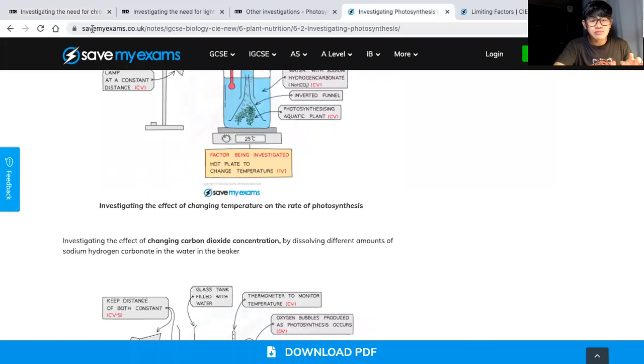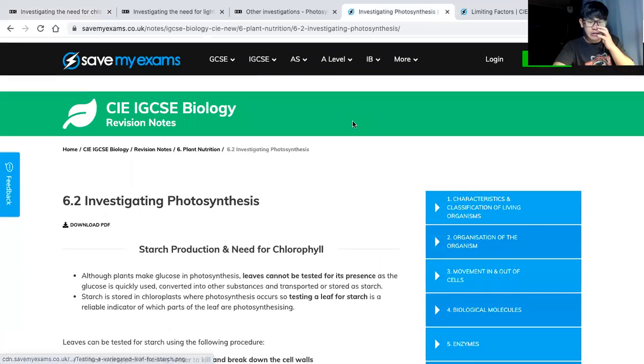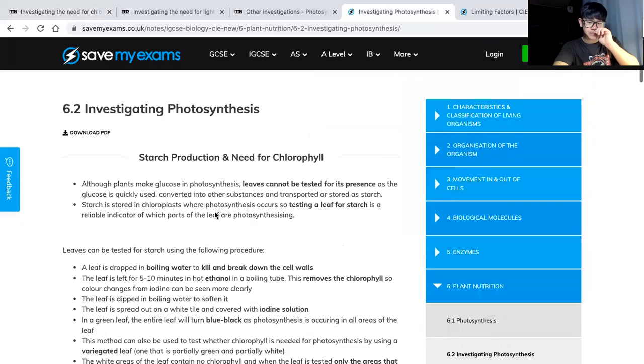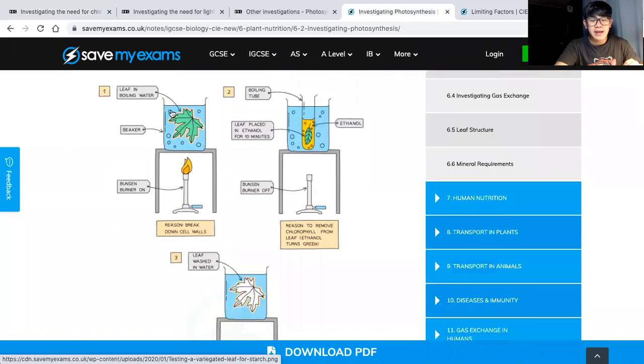So if you go to this website here, savemyexams.co.uk/notes/IGCSE biology. So this is the website, how it looks like. Save my exams, and so on. So you can see, this is the procedures, yang pentingnya. So leaf yang kami cabut tadi itu, apa kami akan buat? So awal-awal kami rendam, kami boil, leaf is boiled in boiling water.